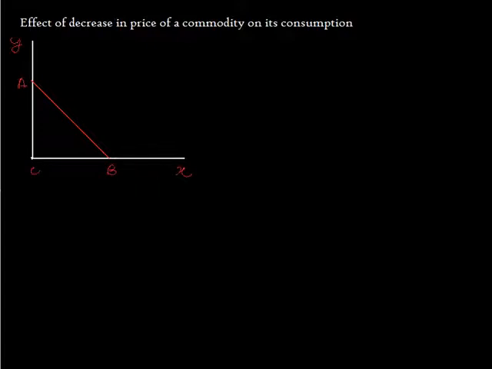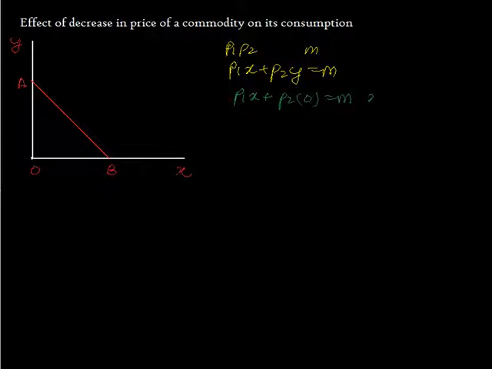Now remember that our initial price vector is say P1, P2, income of the consumer is M, so the budget line is P1X plus P2Y equals M. In case I do not consume anything of Y, the budget line becomes P1X plus P2 into 0 is equal to M. So my X would be equal to M by P1. This is my corresponding point B.